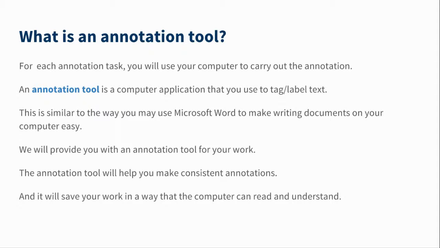So what is an annotation tool? For each annotation task, you will use your computer to carry out the annotation. An annotation tool is a computer application that you will use to tag or label text. This is similar to the way you may use Microsoft Word to make writing documents on your computer easy. We will provide you with an annotation tool for your work. The annotation tool will help you make consistent annotations, and it will save your work in a way that the computer can read and understand.